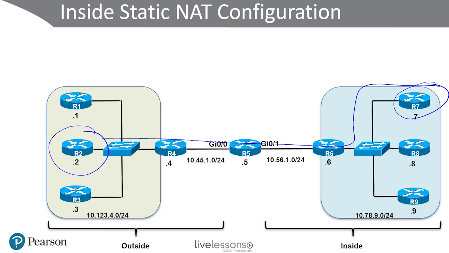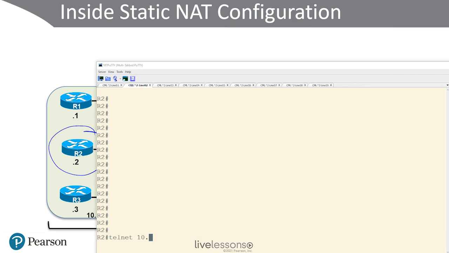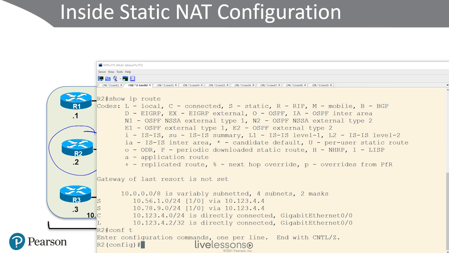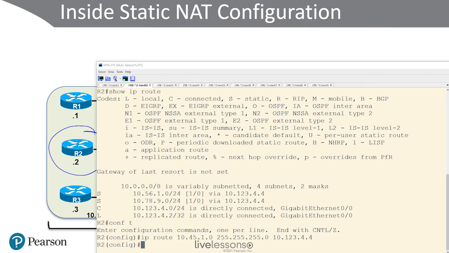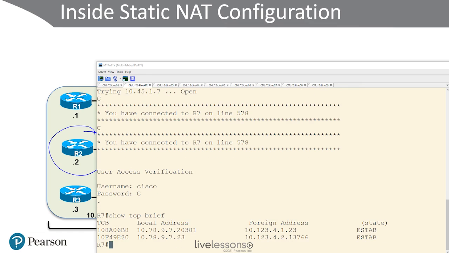But instead of connecting on the 10.78.9 network, I want to try connecting on the 10.45.1.7 address. And then once we log in, we'll run the show tcp brief. Do a quick check of the routing table. And the static route is missing, so we'll add that real quick. Now remember, we connected to 10.45.1.7, which is R7's inside global IP address.